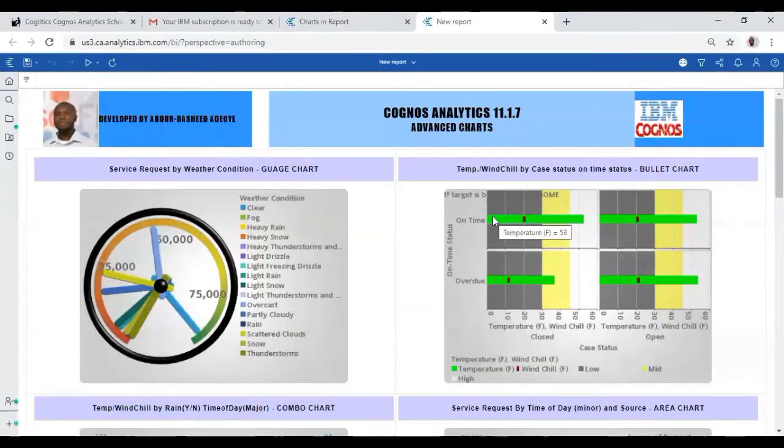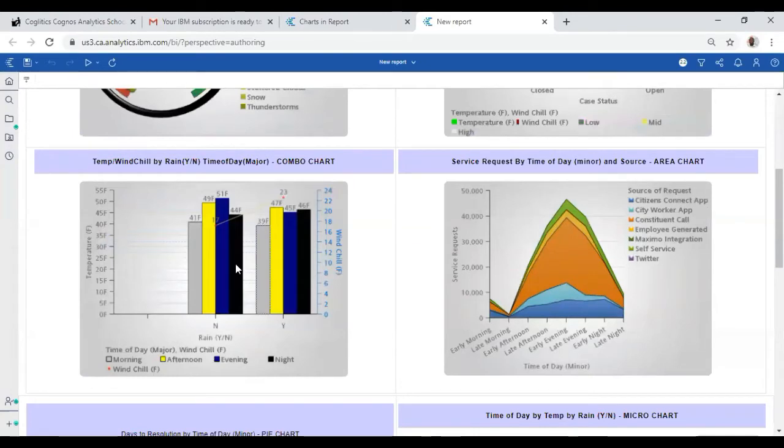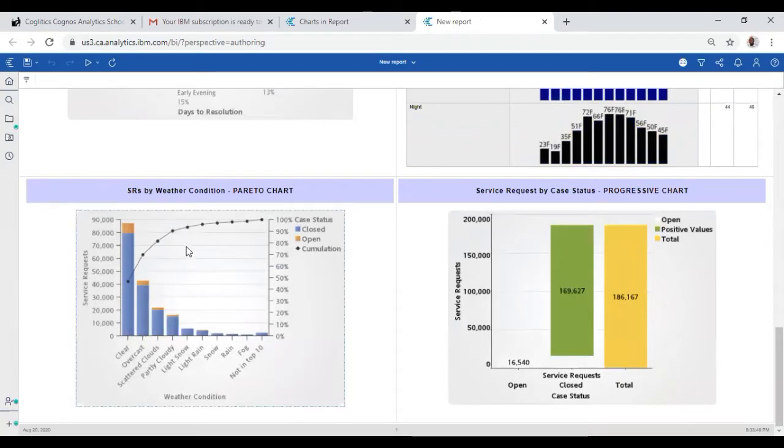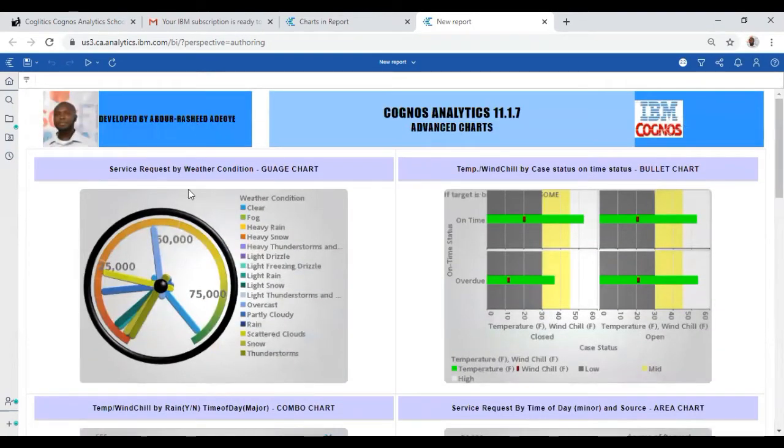Okay, this is a report that is showing different charts that we can create using IBM Cognos Analytics 11.1.7. As you can see, we have different kinds of charts here. We have a gauge chart here. We have a bullet chart here. If we go down, we have a combination chart here. Then we have an area chart here. Going down, we have a pie chart here. Then we have a micro chart here. Yes, we have a Pareto chart here and we have a progressive chart here. These are nice looking charts that are being created using IBM Cognos Analytics.